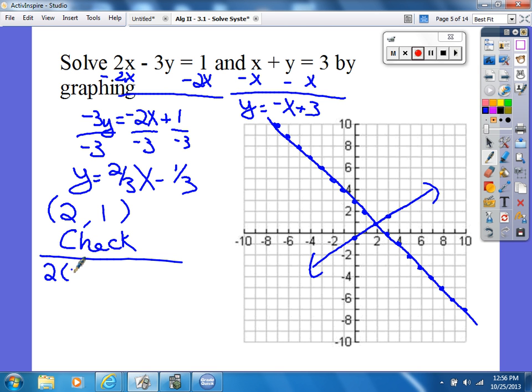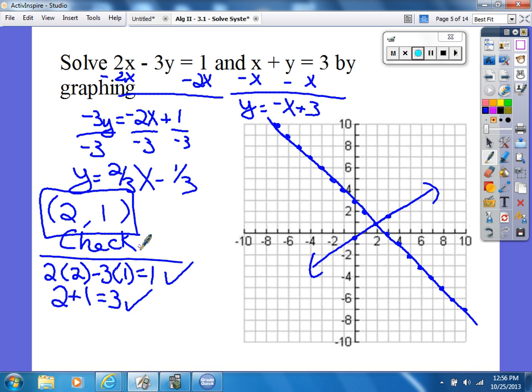2 times 2 minus 3 times 1 equals 1. What's 2 times 2? Minus 3? That works. Let's try the other one. 2 plus 1, does that equal 3? Okay. Then, I now believe Mackenzie. Mackenzie, you are right. You did it right. But until she shows me a check, I don't believe it.